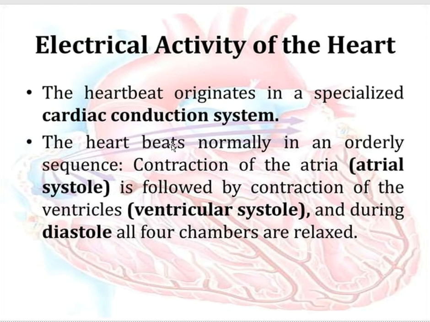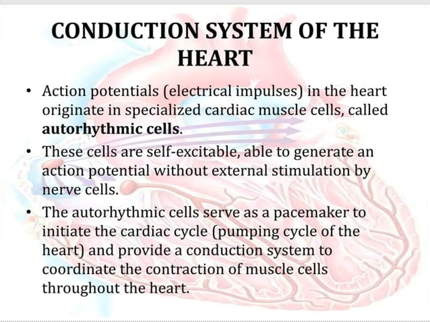If you look at the electrical activity of the heart, the heartbeat which is originating, the heart has a specialized tissue, the cardiac conduction system, and it works in an orderly sequence. First the atria will contract, followed by the ventricles. All four chambers actively participate and are charged and discharged during this process of the conduction system, and during this charging and discharging process, the whole circulation in the heart occurs.